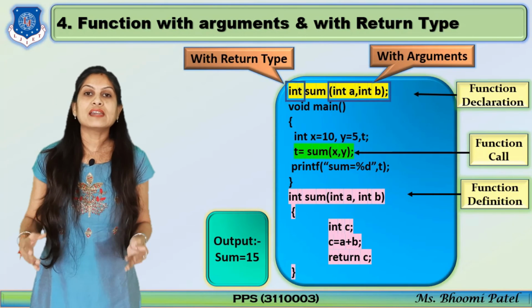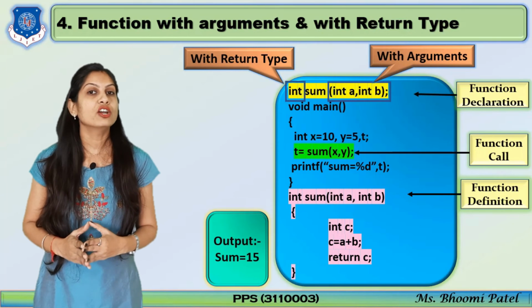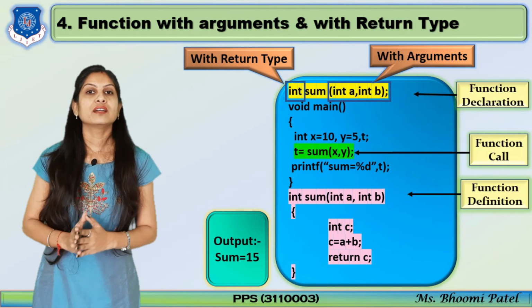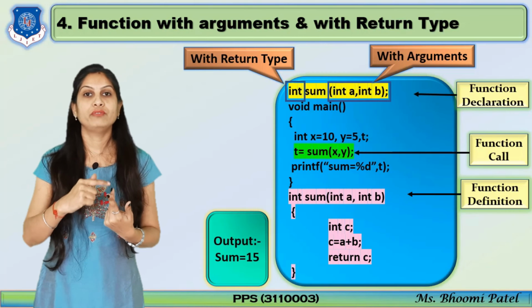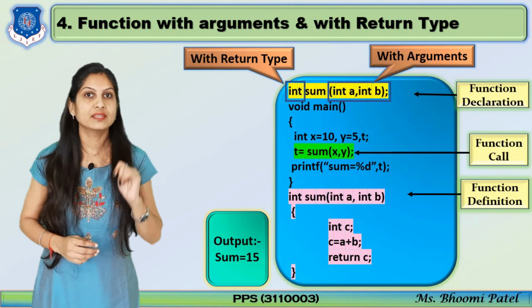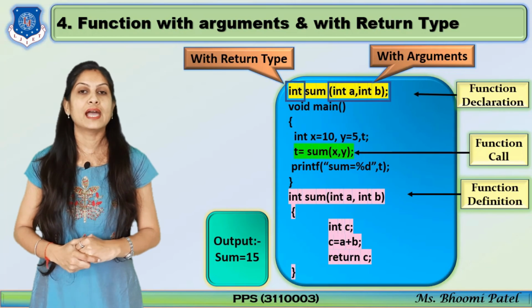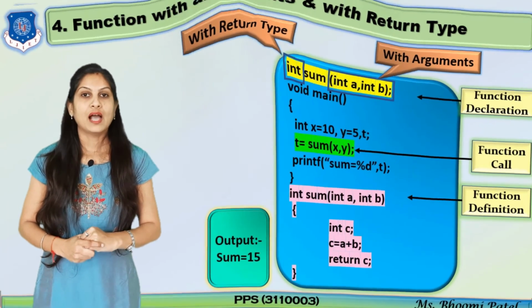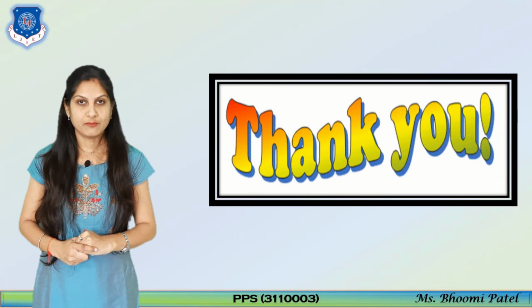Clear? So you can write any program using any of the categories. The simplest method is first, with no argument, with return, but the most appropriate method is the fourth one, that is function with argument and with return type. I hope you guys understand this concept very well.